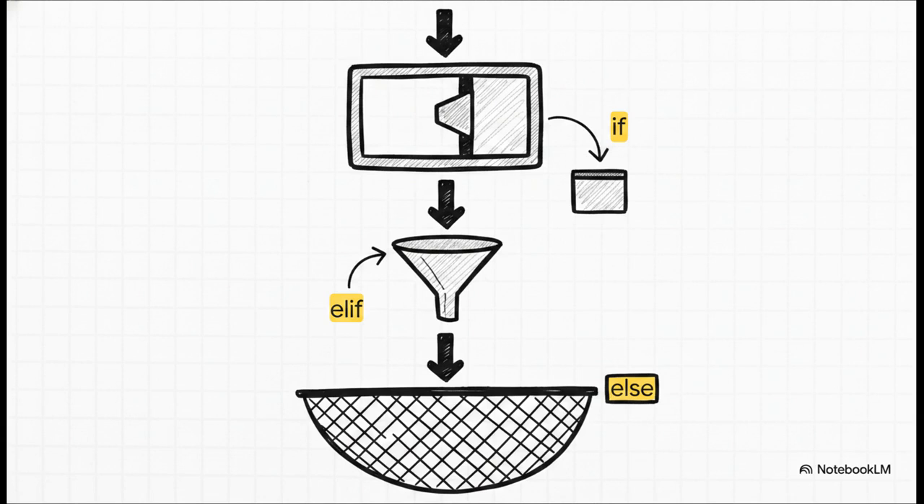Next, we've got elif, which is just Python's clever little shorthand for else if. Think of this as your backup plan. If the first if wasn't true, the program jumps down and checks the elif. And finally, we have else. This is your absolute catch-all safety net. If absolutely nothing else above it was true, the program will execute whatever you put in the else block. They all work together sequentially to make sure the program always knows what to do next.